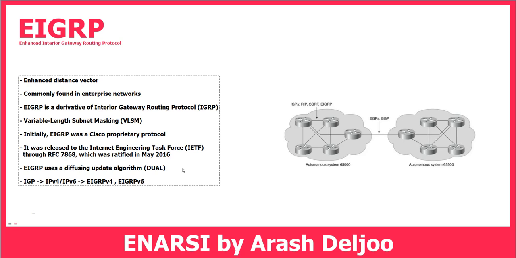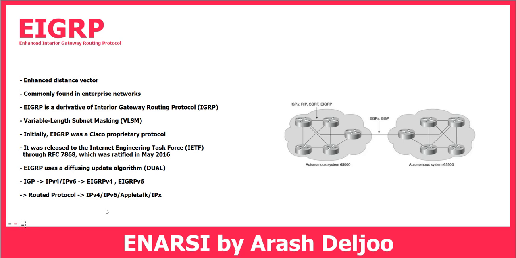Actually, EIGRP doesn't have two versions. Okay, EIGRP has only one version, but EIGRP can support different routed protocols. You know that we have different routed protocols, such as IPv4, or IPv6, or for example AppleTalk, and maybe IPX, and some other routed protocols. Okay, and also we have another term, routing protocol. EIGRP is one of the routing protocols.